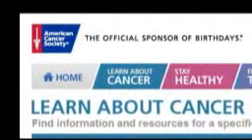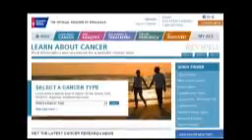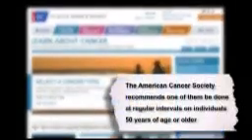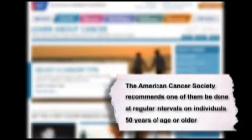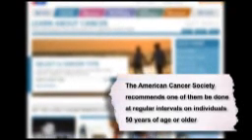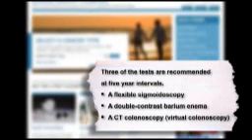There are 4 tests that detect both cancer and polyps. The American Cancer Society recommends one of them be done at regular intervals on individuals 50 years of age or older. 3 of the tests are recommended at 5-year intervals. These are a flexible sigmoidoscopy, a double contrast barium enema, or a CT colonoscopy, known as a virtual colonoscopy.